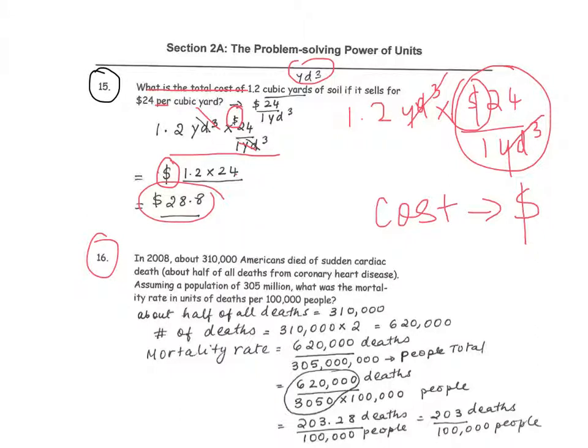Now, we read the question carefully. In 2008, about 310,000 Americans died of sudden cardiac death, and that happens to be about half of all deaths from coronary heart disease. So assuming that the population is 305 million, the question says, what was the mortality rate in units of deaths per 100,000 people? So let's say we want to calculate that for coronary heart disease.